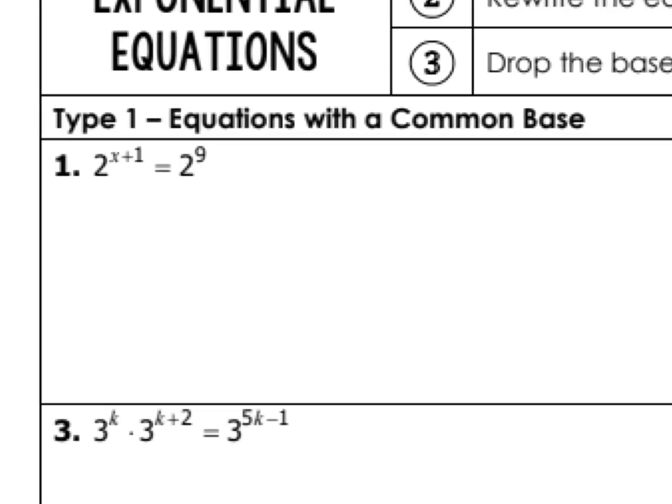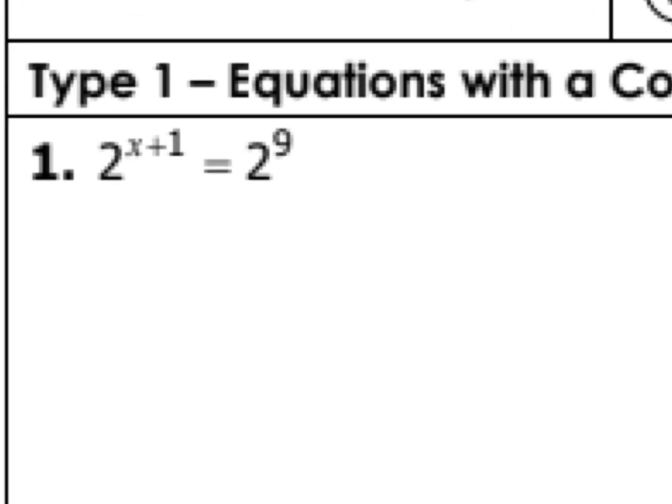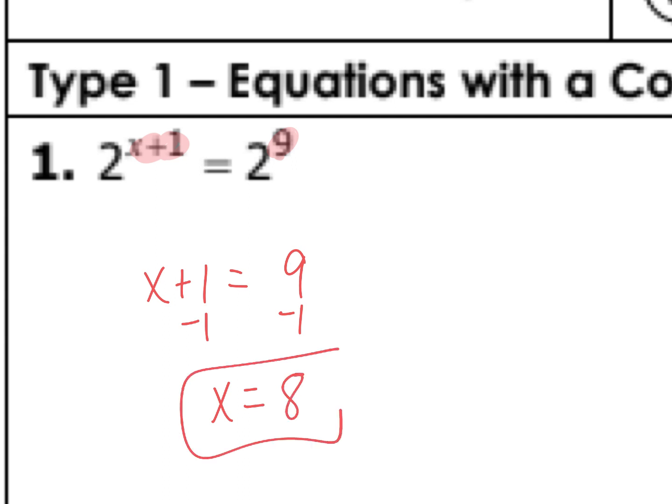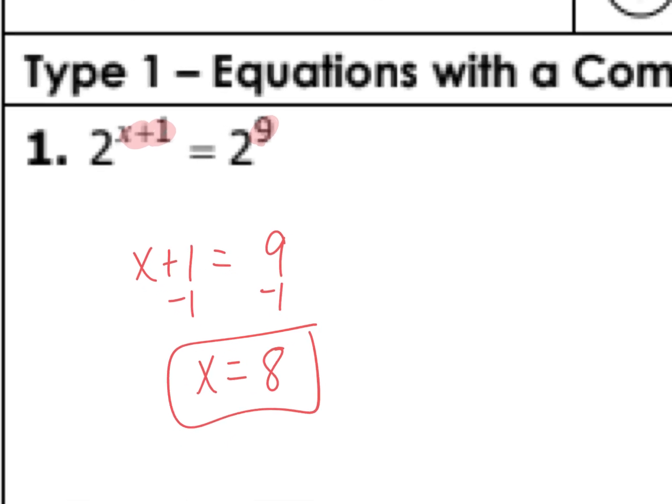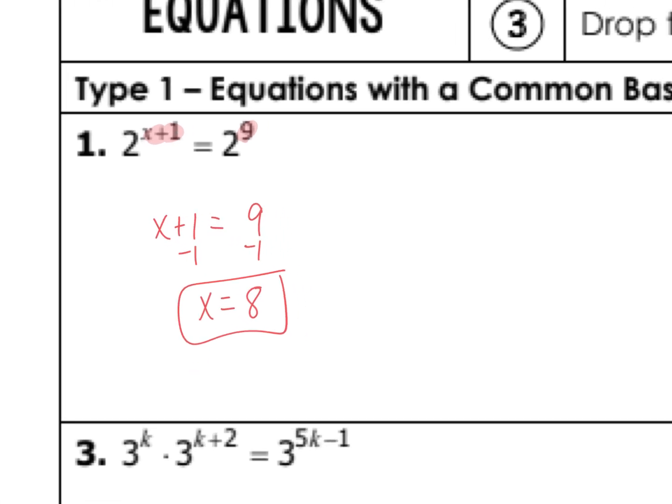So we're going to look at number 1 here. Would you agree that I have one base on each side? Yes, and is it the same base? Yes, so awesome. It's so easy. We can just take these exponents and set them equal to each other, and that is literally all we have to do. How do I solve that? X is 8. That's my answer. I can go back and plug it into the original and check that both sides are equal. That's always a good thing to do when solving equations.